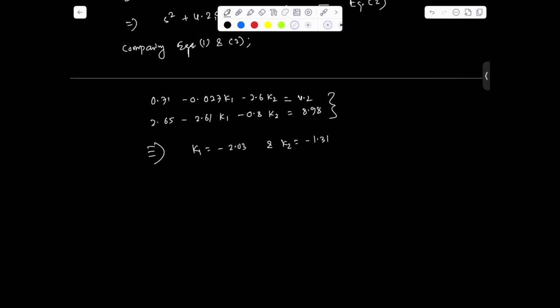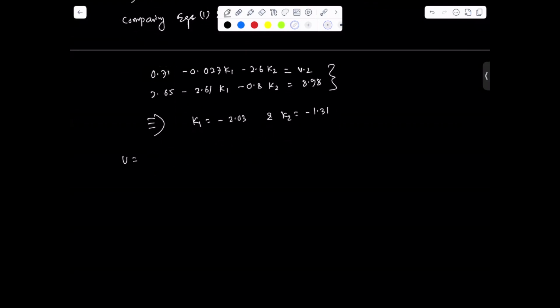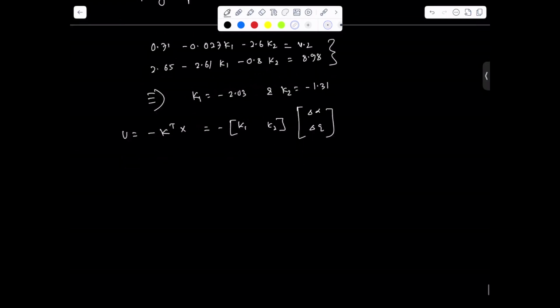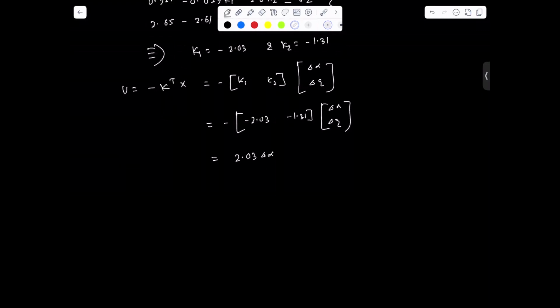minus 1.31. And from this, we can find the control algorithm U, which is nothing but minus K transpose X. And we can write this as K1, K2, and delta alpha, delta Q. Or we can write minus 2.03 minus 1.31 delta alpha, delta Q. And this is nothing but 2.03 del alpha plus 1.31 del Q. So now let's write the code in MATLAB and we see the result.